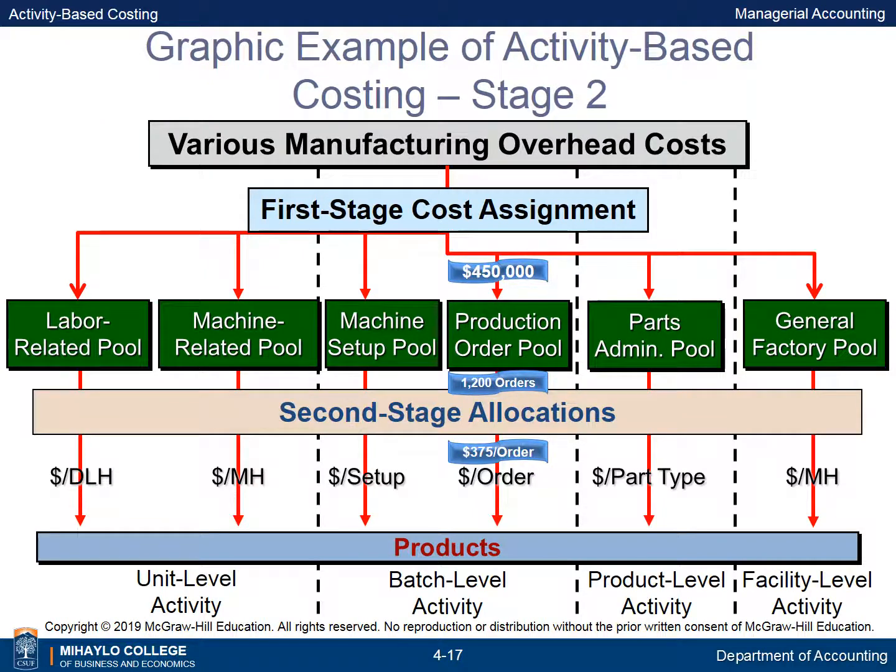In the second stage, the costs in the activity cost pools are allocated to products using activity rates and activity measures. For example, if the total cost in the production order cost pool was $450,000 and the company expected to process 1,200 orders, the activity rate would be $375 per order. Each order would be charged $375 for production order costs. Notice the example shown on the slide includes 2 unit-level activities, 2 batch-level activities, 1 product-level activity, and 1 facility-level activity.